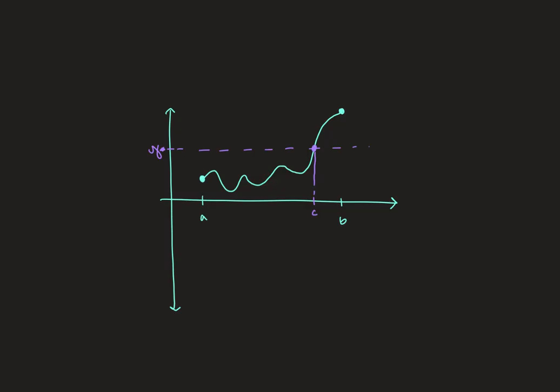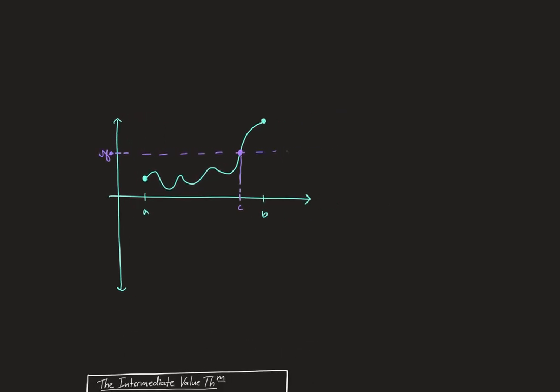Okay, so again, that's pretty believable. Just understanding what a continuous function is, we understand the intermediate value theorem. It's not too hard to understand. But in order to prove this, I want to remind ourselves of a result we proved in the last video.